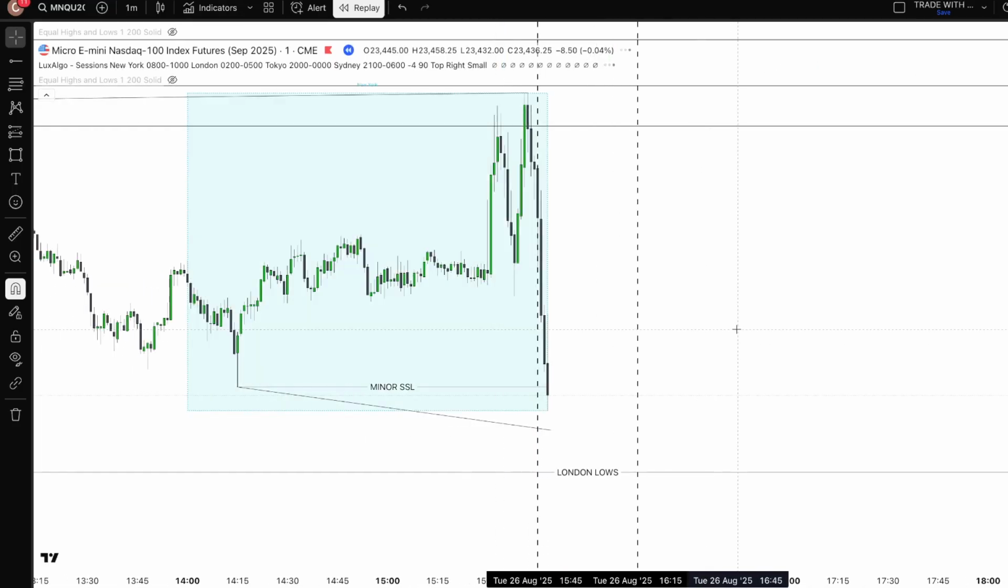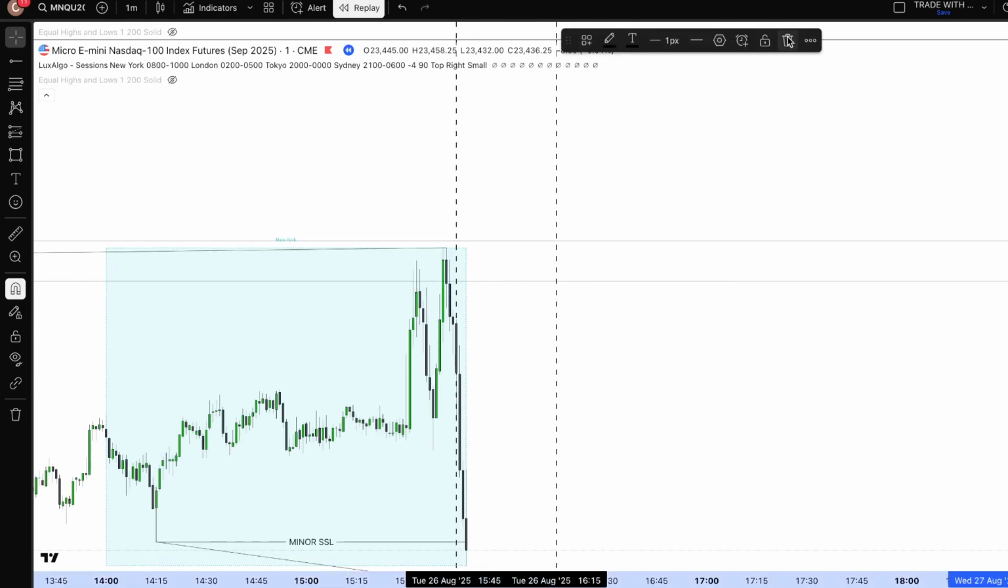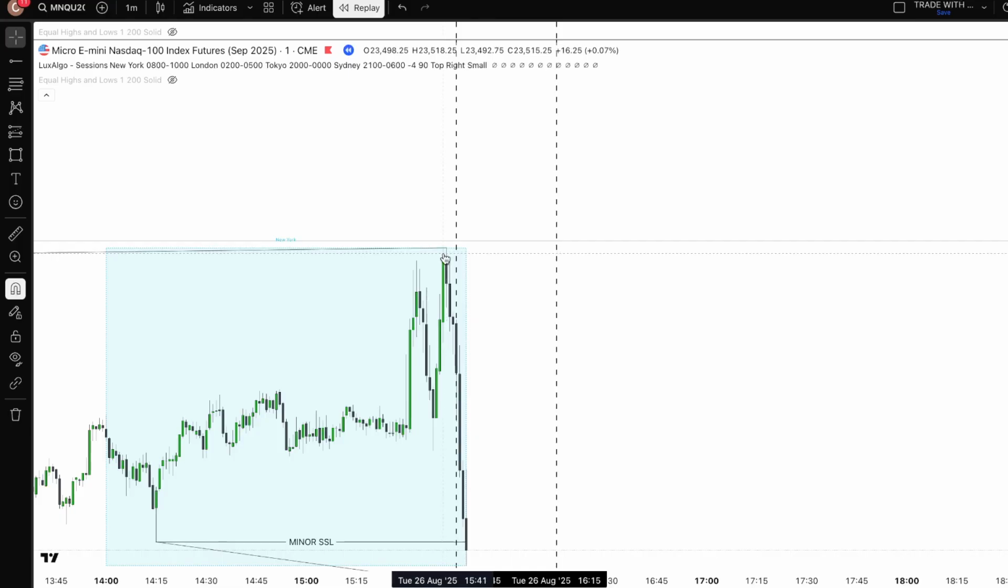So once we swept the minor sell side and we created an SMT, I was looking for a displacement, market structure shift, inverse gap, and retracement to bullish gap to take longs and at least target the minor buy side liquidity, which was New York highs in this case.